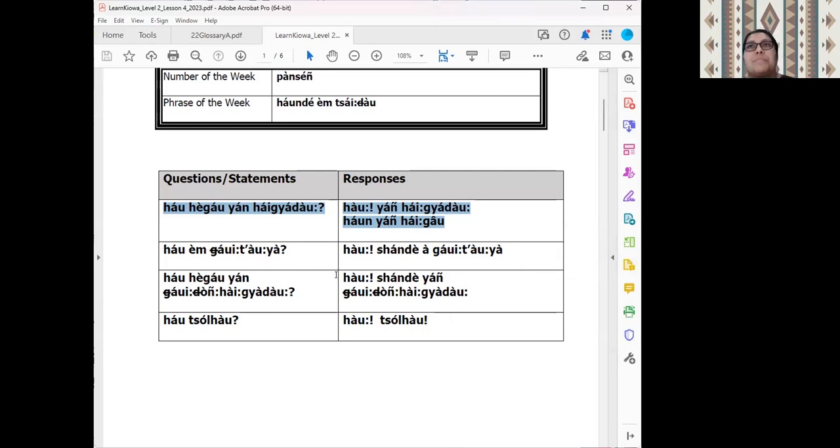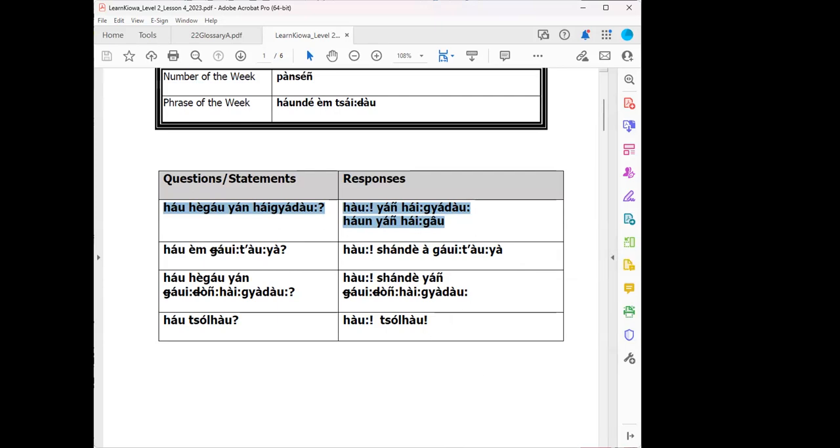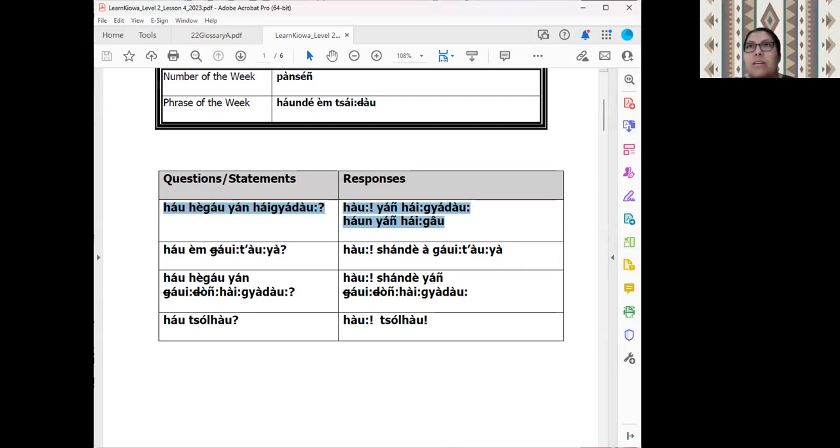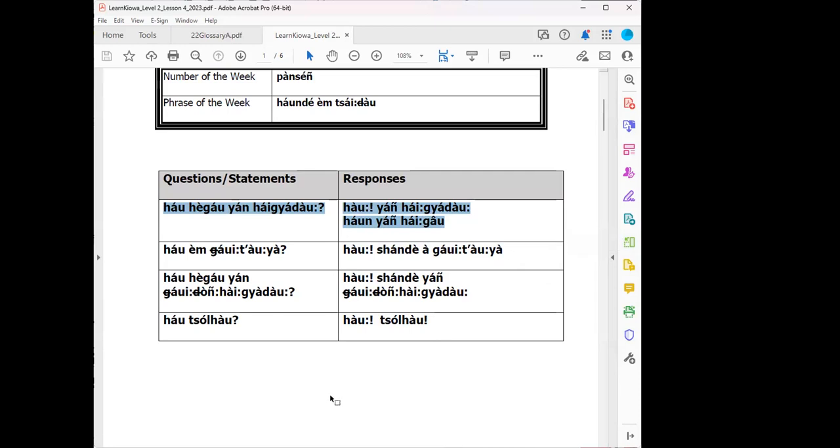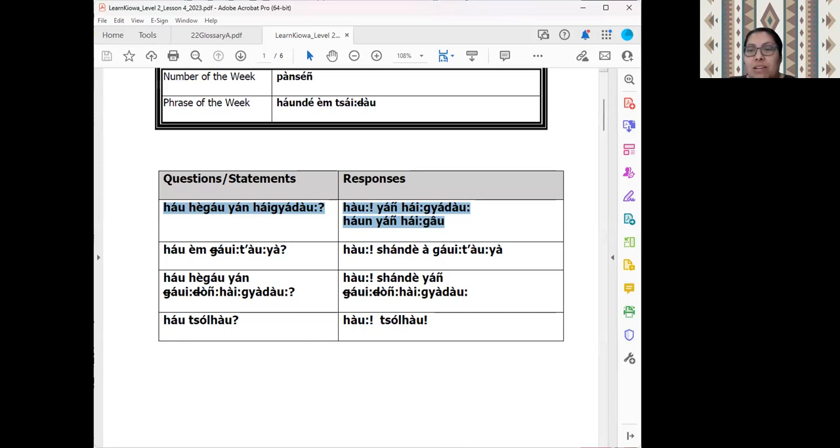Lori. Haiga, Yan Hai Gita. Yan Hai Gita. Yahaiga. Hanya Haiga, for that second one. Nelson, are you able to? Hey go, yon hai gedo, yon hai gedo, yon hai go. Cody, did you want to practice?